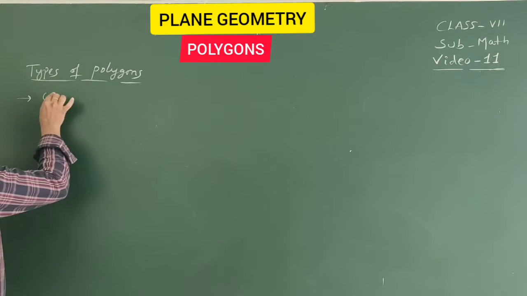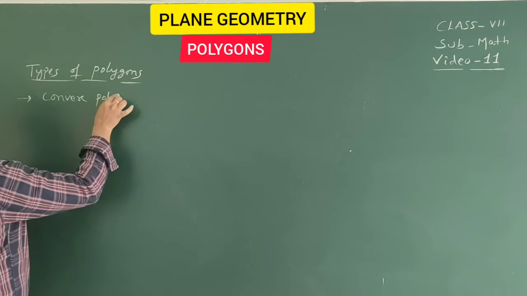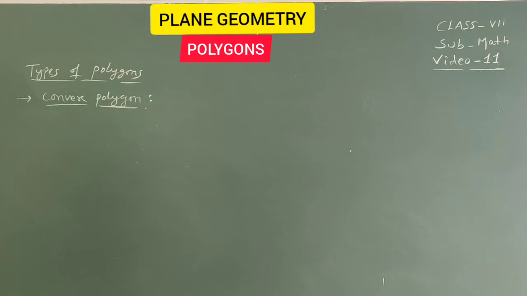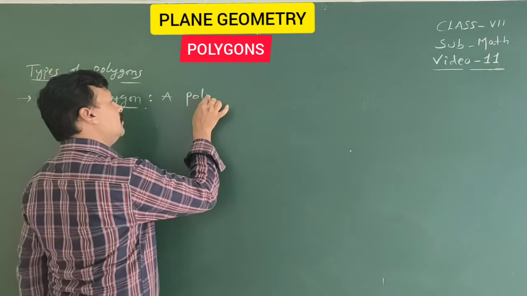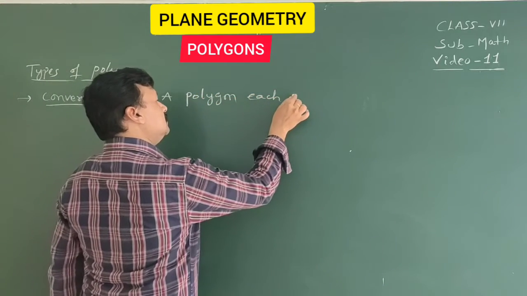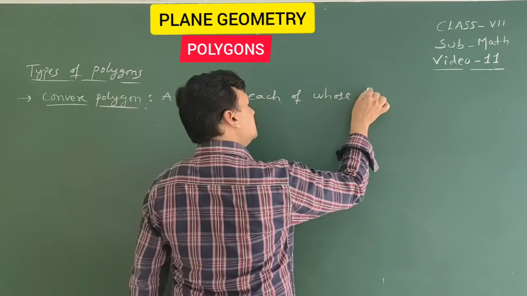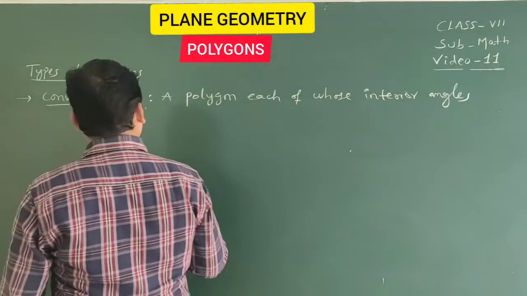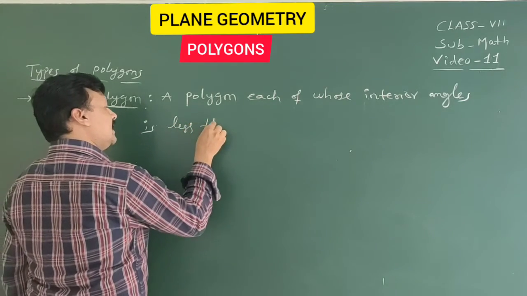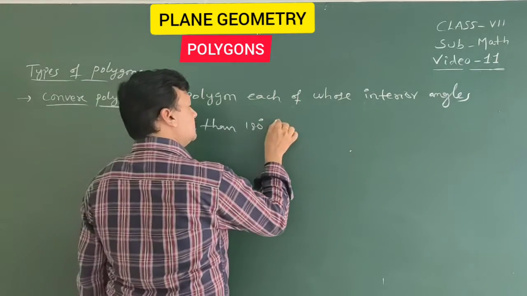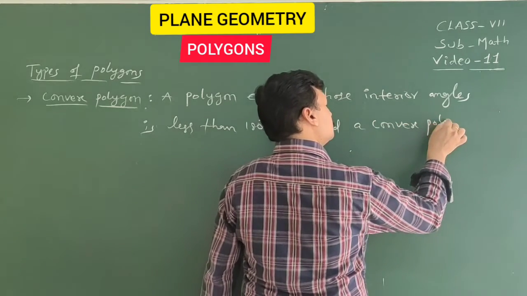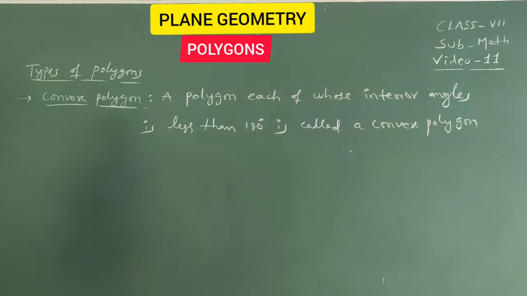First one, convex polygon. A polygon each of whose interior angles is less than 180 degrees is called a convex polygon.